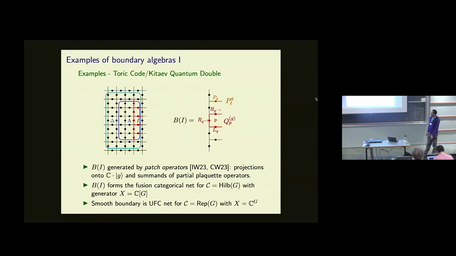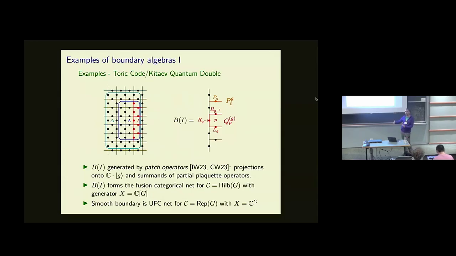These algebras B of I, if I think about taking inclusions along this one-dimensional, codimension 1 slice, what you're going to get is the fusion categorical net associated to this Hilb G fusion category, with generator being the group algebra. That's effectively what you're getting in this case. Now, if you take the smooth boundary, you actually get Rep G with this C to the G. What this tells us is that the Kitaev quantum double is not really like Levin-Wen for one or the other.